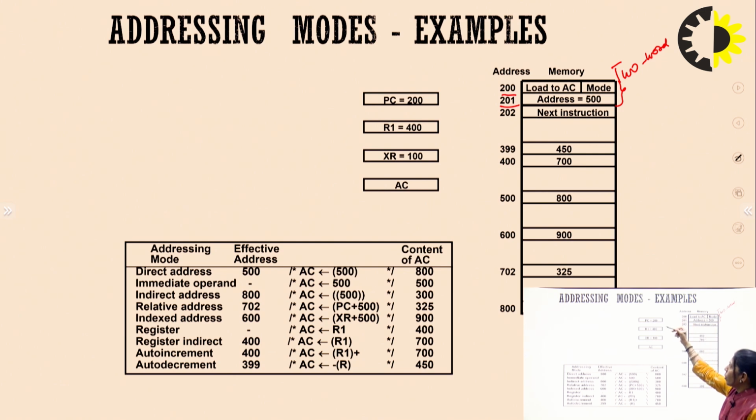There is a program counter, a register, a base register, or we can say the index register, and there is the accumulator also.